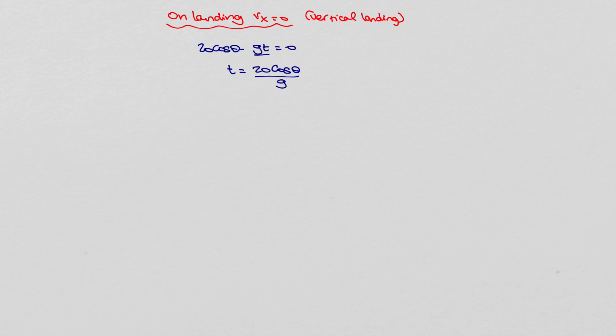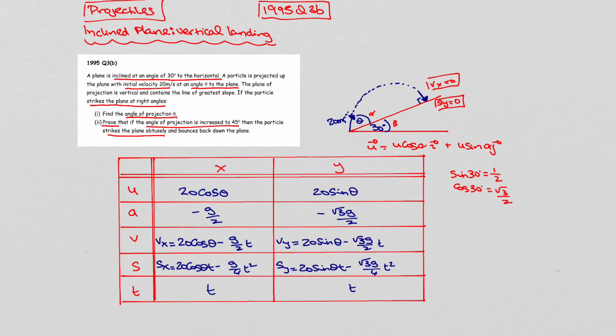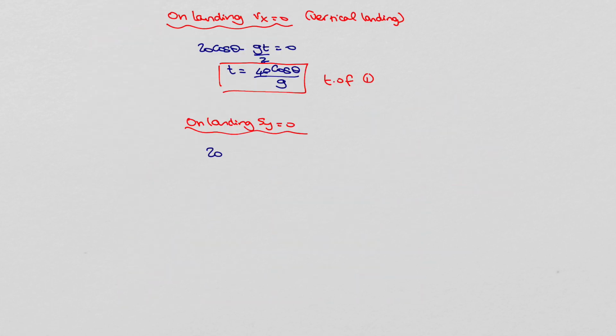Sorry, that should be g over 2. And therefore that should be 40. So we say this is our time of flight 1. And then we also know on landing that sy is equal to 0. So you can either sub your t into sy equals 0, or you can get your time of flight from sy equals 0, which is what I'm going to do.